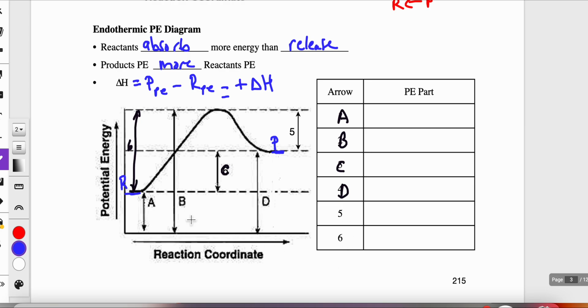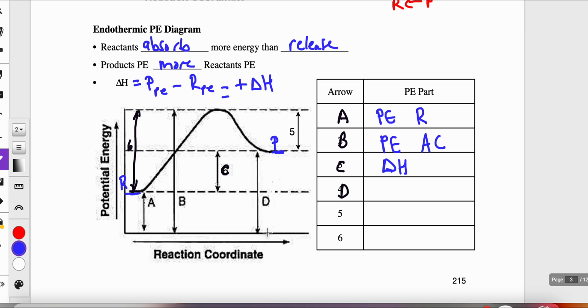Okay, labeling the regions, very similar to the one up above. So arrow A starts at the x-axis, climbs up to the platform we labeled as R. So this is our potential energy of the reactants. Arrow B also starts at the x-axis, but it climbs all the way up to the top or the peak of the hill. So the potential energy of our activated complex. Arrow C is the region between the reactant and products platforms. So that is our delta H value, the heat of reaction.